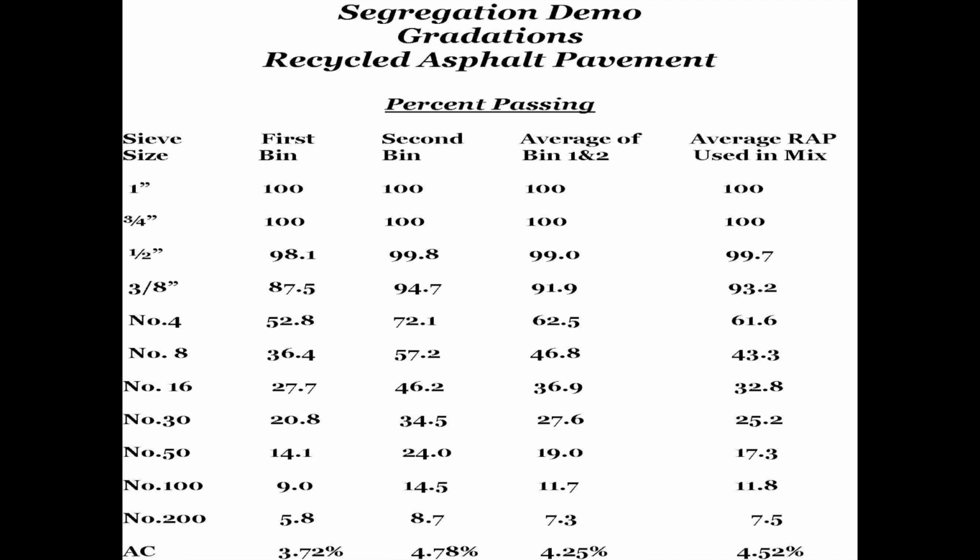And the next one is, again, about 20%, 36 to 57, 27 to 46, 20 to 34, and then all the way down to your 50 sieve, it's still a 10%, 14 to 24. Your 200s, look at that one, 5.8, 8.7. And then we did a burn on these, and the difference in the AC content, 3.72 to 4.78. Difference in the binder content between those two. And again, it's just segregation.